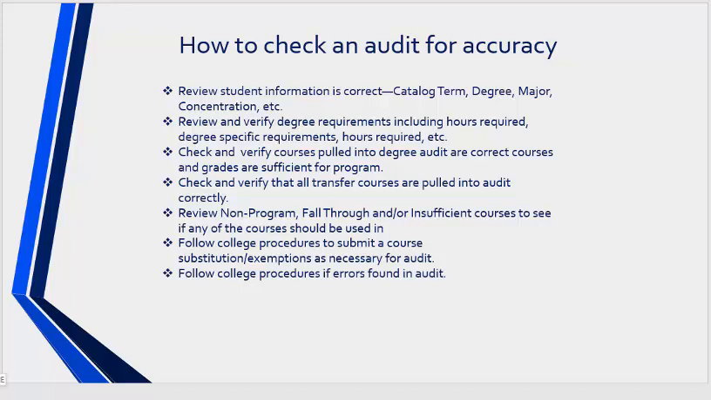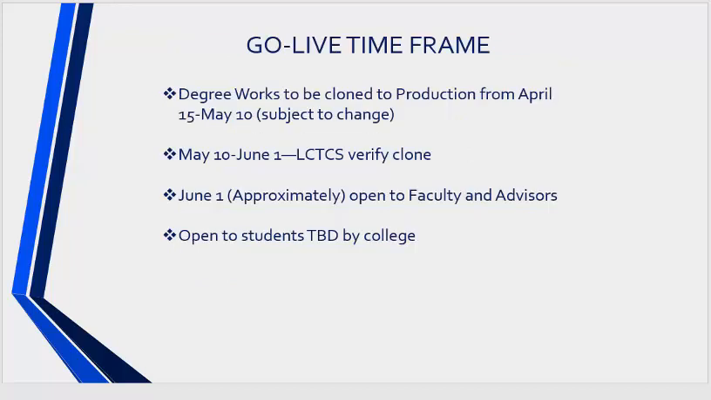The last thing we're going to go over is the go live time frame. We are working from now until the middle of May to have everything come up into production. So we are currently working on cloning the training to production. From May 10th to June 1st, once the clone is finished, we're going to have the DegreeWorks implementation team at all the colleges verify that the clone was done correctly and that we don't have any things that are malfunctioning.